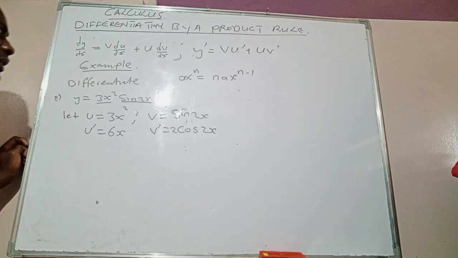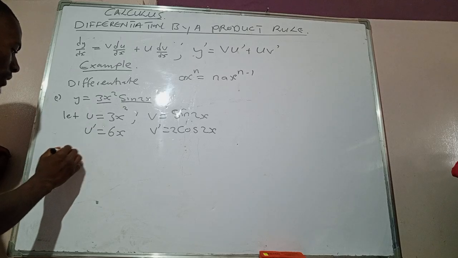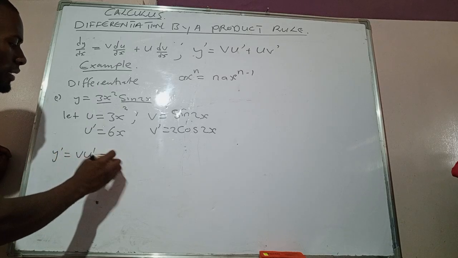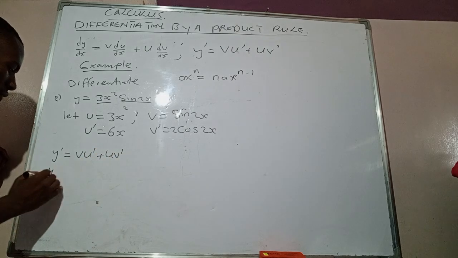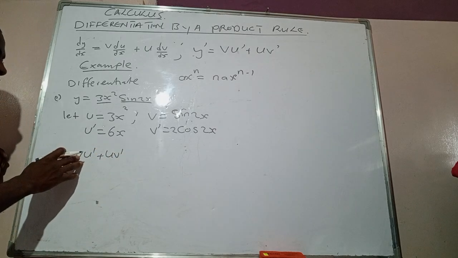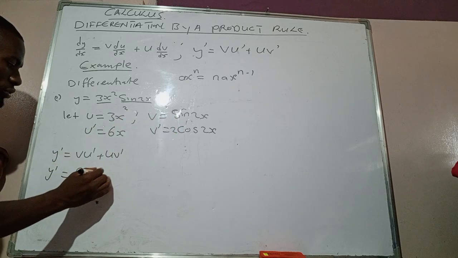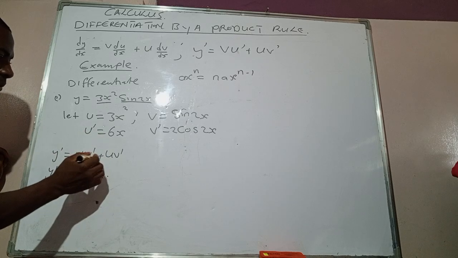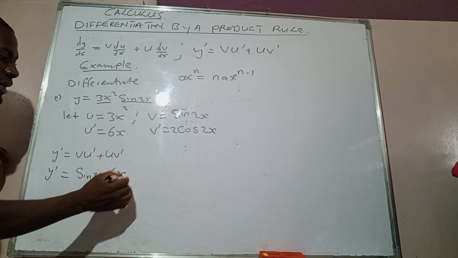Okay, so now we are going to bring down our formula. y prime is equal to v u prime plus u v prime. So y prime is equal to, what is v? Our v is sine 2x multiplied by u prime, which is 6x.